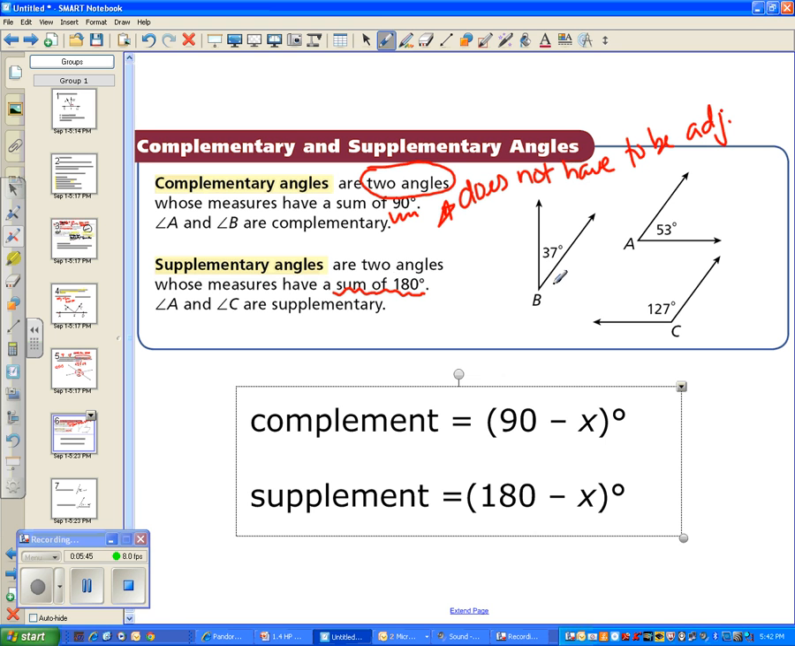But in geometry, complementary angles add up to be 90 degrees. Supplementary, 180 degrees. So if you look at these examples, angle A and angle B are complementary angles, because they add up to be 90 degrees, and notice they're not touching each other. That's fine. They could be touching. And angle B and angle C, if you add these up, they're not 180 degrees. But if you add up A and C, they are 180 degrees, so they are supplementary.